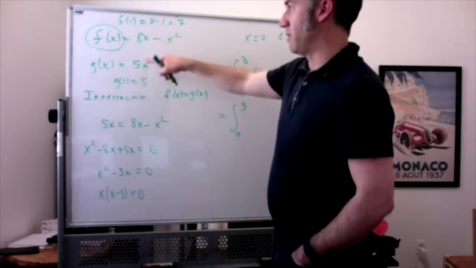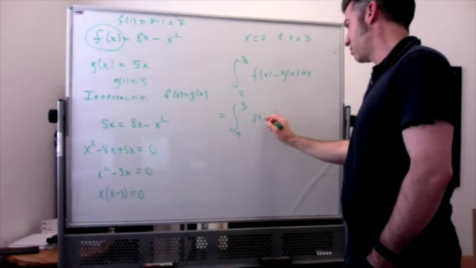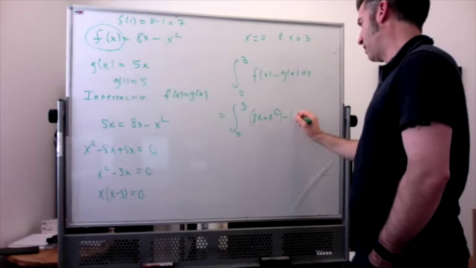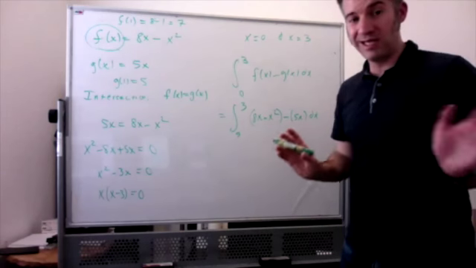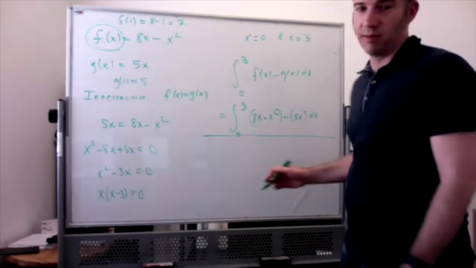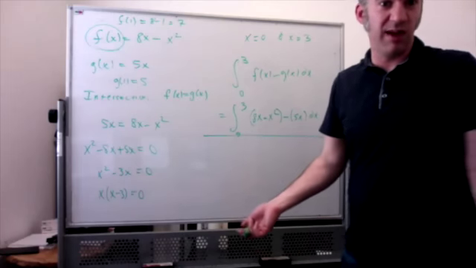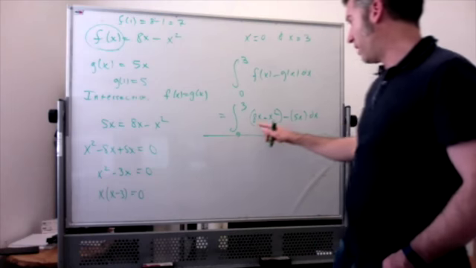Let's see, f of x minus g of x is going to be 8x minus x squared minus 5x. If they only said set it up, I would leave it right there. But since the bonus question is to evaluate it, let's go ahead and evaluate it because it's not too hard. So to evaluate, we're going to simplify.